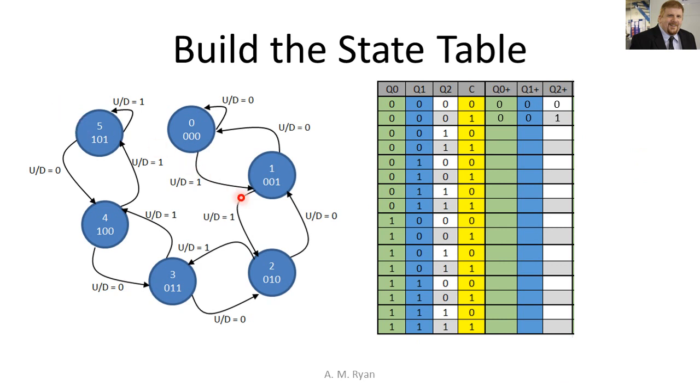So if I'm in 0, 0, 1, and I have a 0 on my count up or down input, then I want to go back to 0, 0, 0. So that is what I put in that part of the table. So what we're doing here for the output is we're building the transitions that we're going to do. Are we going to go from a 0 to a 0, or are we going to go from a 0 to a 1? Now, if we're in 0, 0, 1, and I have a 1 count, I'm going to go to 0, 1, 0. Now, if you look at that, then Q1 is going to change from a 0 to a 1, and Q2 is going to change from a 1 to a 0.